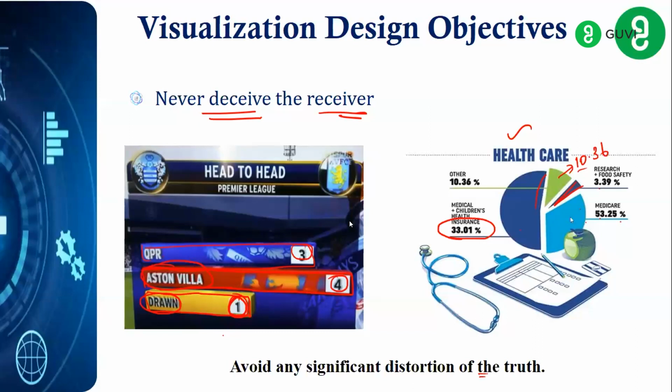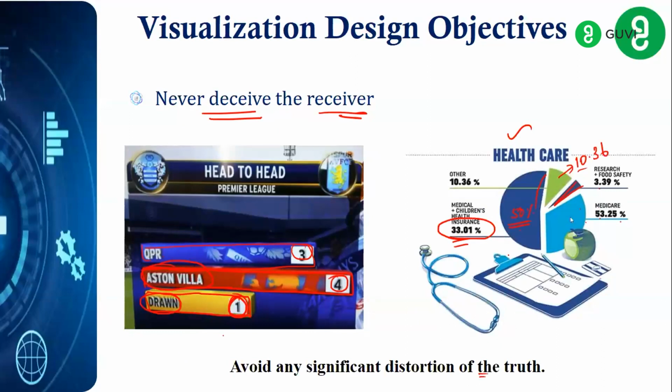This is not a correct visual according to the numbers, because actually they are trying to focus on the Medicaid plus children's health insurance. But if I want to focus on this Medicaid plus children's health insurance, I should not use this kind of pie chart. Yes or no? Okay. So this portion is what? More than 50%. Yes. But the actual proportion is only 33.01. You are deceiving the receiver.